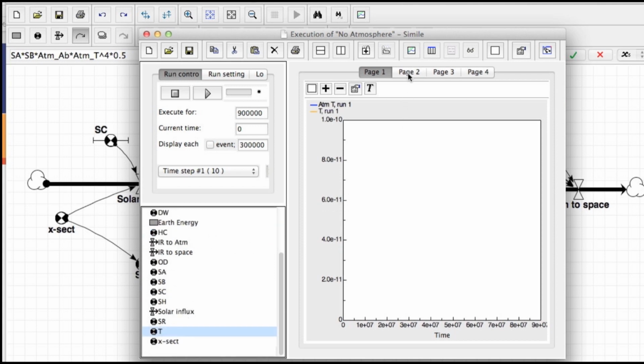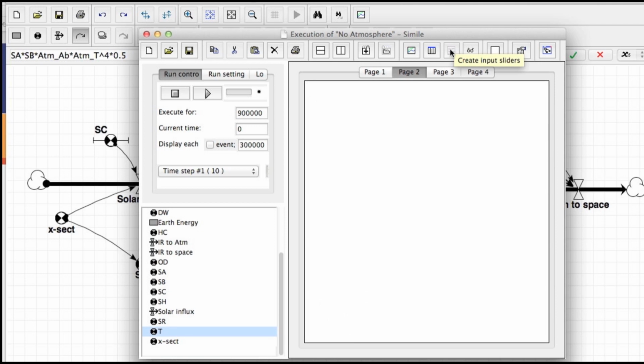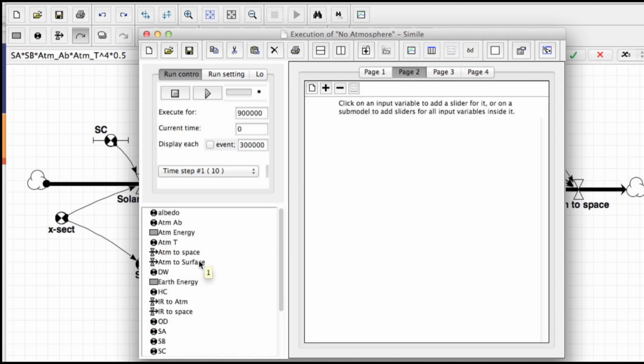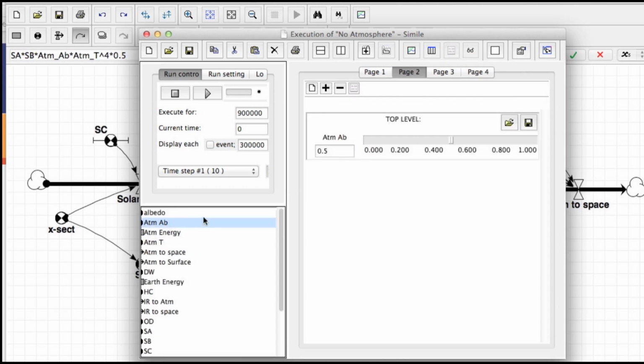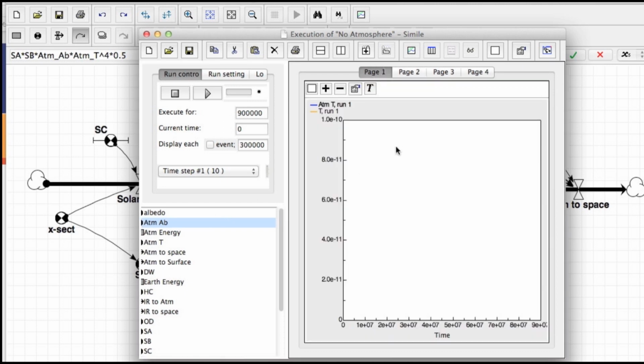And then over here, what did we want to play with? Not albedo, not solar constant. We're going to leave those as they were. And put in a slider bar for the atmospheric absorption coefficient, which we set to 0.5, and we're not going to play with to start with. We're just going to let this run. Except this will never run long enough.